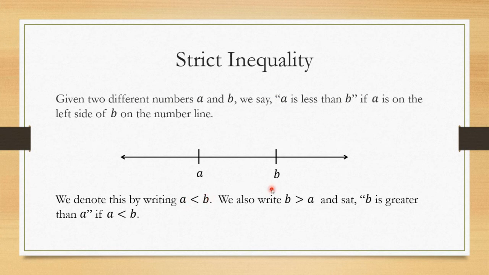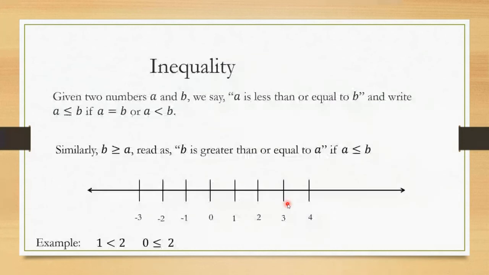People also write this, B is greater than A. A is less than B, B is greater than A, same thing essentially. It's just notation for the same thing. That's what people do. Now that's strict inequality.